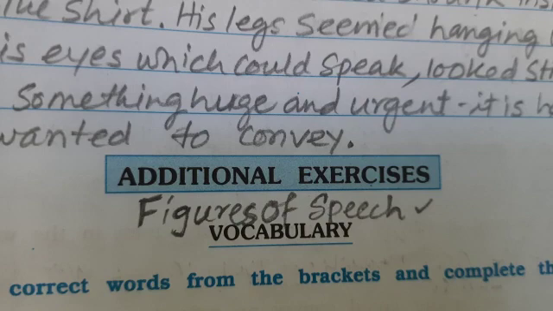One is simile, direct comparison of unlike things. We almost always use the words like or as. My daughter dances like an angel. So here the word like is written. Like how? As an angel.